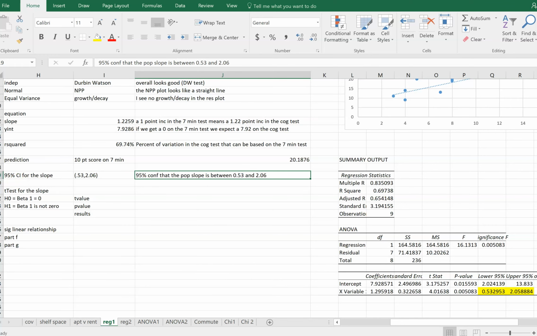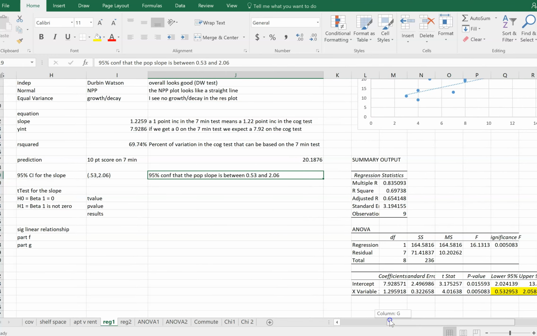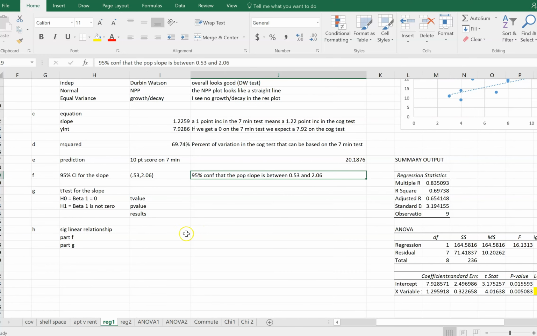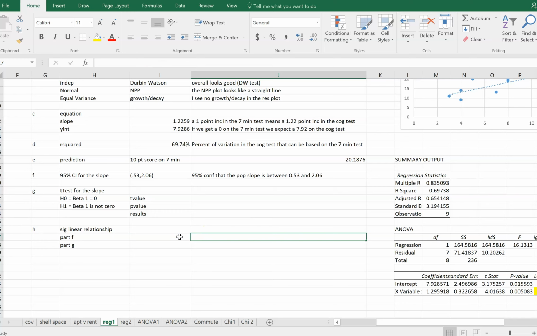What I use it for is for this deeper question down farther. That is part F. Looking at the confidence interval, what does it tell me about a significant relationship? Well, what it tells me is 0 is not in the 95% CI. So I believe I have a significant linear relationship. Why is that?